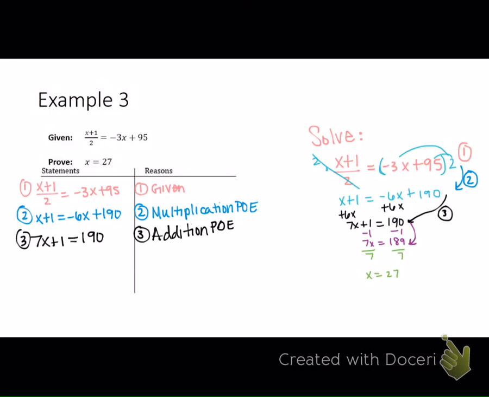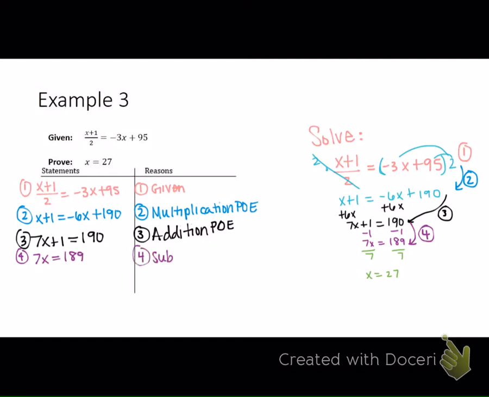Okay, Connor. What did we do to get to 7x equals 189? Divided 189 by 7. Not yet. What did we do first? To get from step 3 to step 4. What did we have to do to get to 7x equals 189? We subtracted 1 on both sides, so that would be the what? What property is that? Subtraction property of equality.